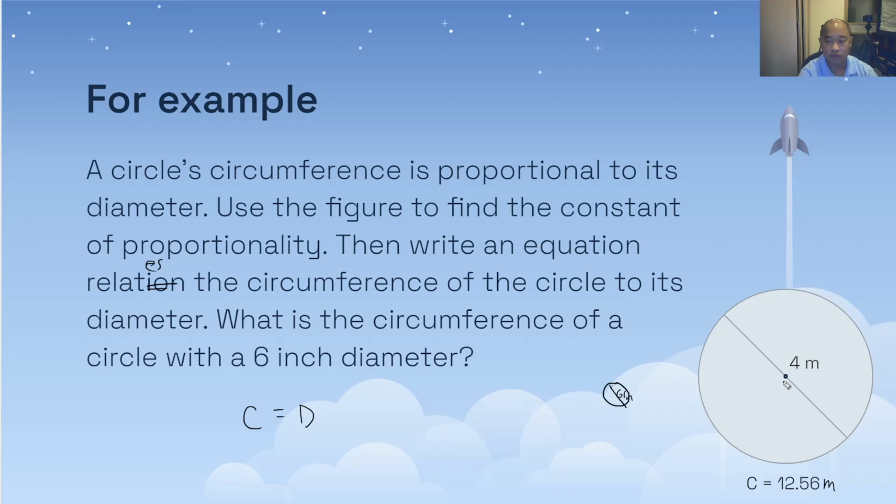6-inch instead of 4 meters? Did I do this wrong? I might have to go back and change the units. No, actually, it's fine. Okay.